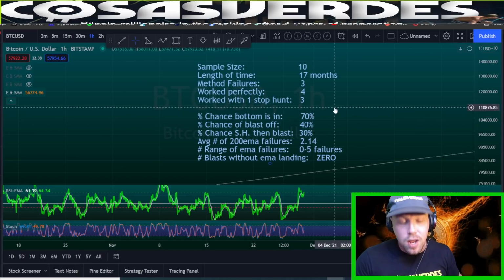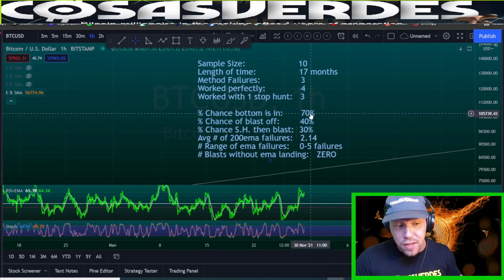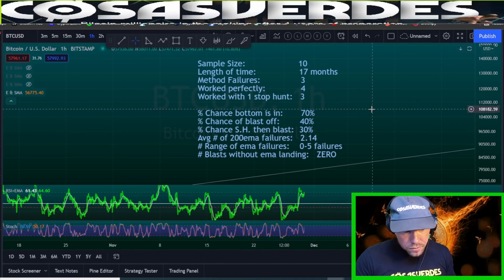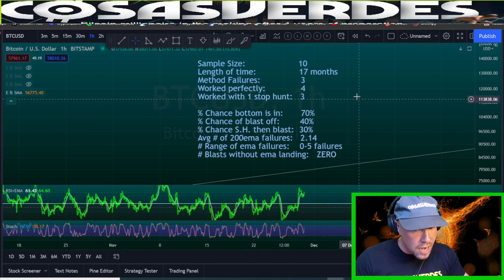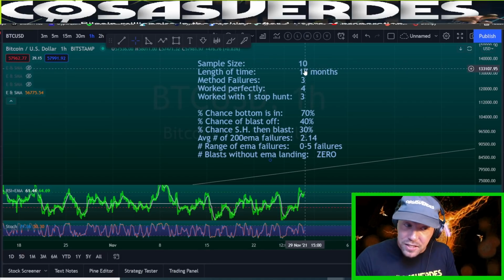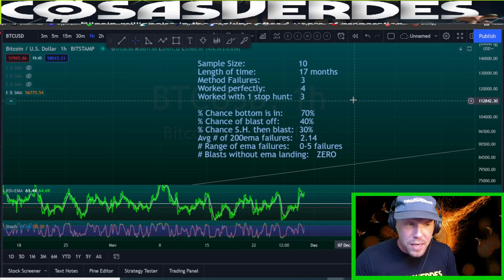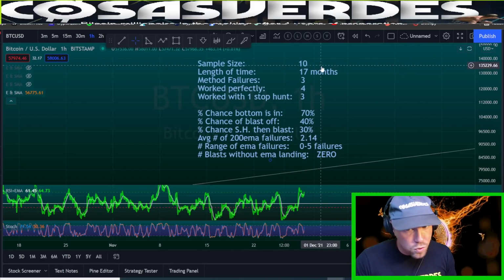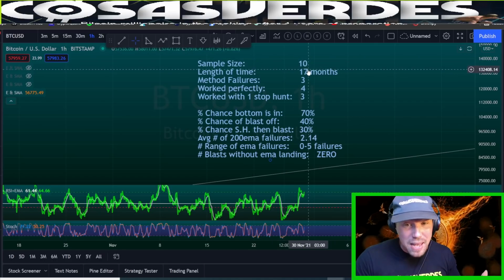So right now that the Stokes are curling up, I really do think there is a 70% chance that the bottom is in, as of now, per the sample size. The statistical significance isn't great because it's only a sample size of 10, but it's the information that we have in front of us, because before 17 months, Bitcoin behaved totally differently, and investors weren't in it at that time. So I think this is the best 10 I could come up with.